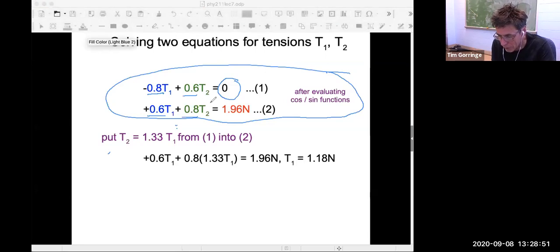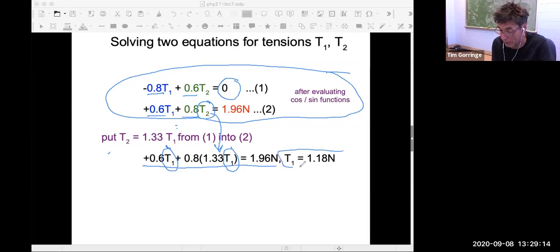So what I'm going to do is replace this here, and that's what I did downstairs here, with 1.33 T1. Because then this becomes an equation with one unknown, T1. And so I can solve it for that one unknown, and that's what I get here. I find that T1 is 1.18 newtons. And so that was my solution for T1.